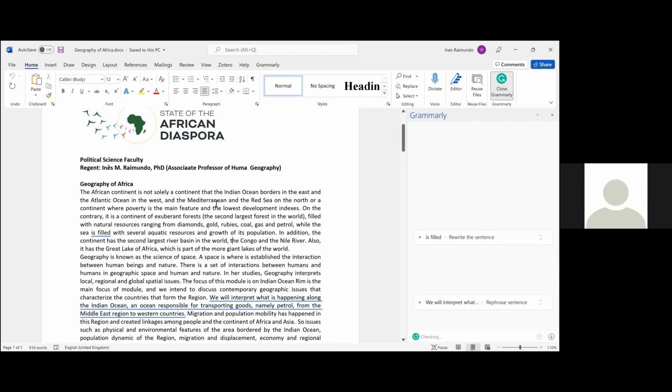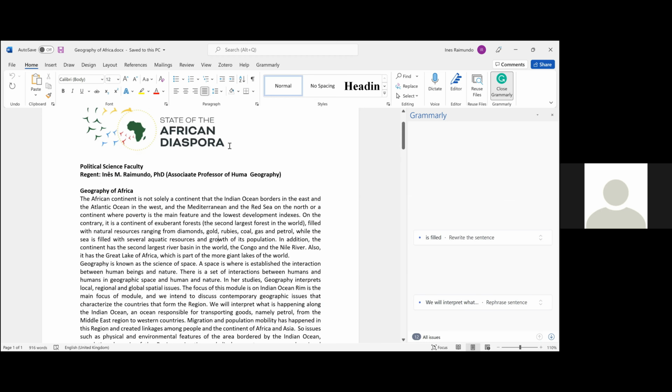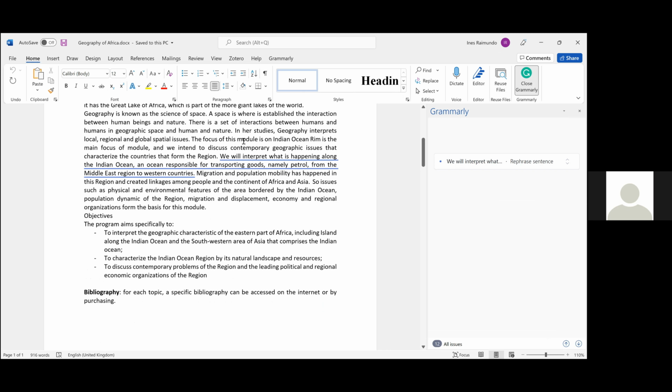So this is from the module, which is called the geography of Africa. Okay, the continent of Africa: when we talk about Africa, for most of us, we are talking about problems in Africa. We are talking about wars. We are talking about natural disasters. We are talking about the lowest GDP index. We are talking about the faster growth of population. So it seems that there is nothing good in Africa, which is a lie.